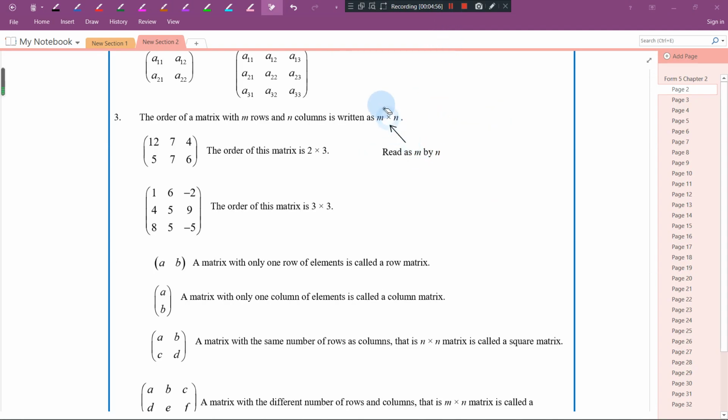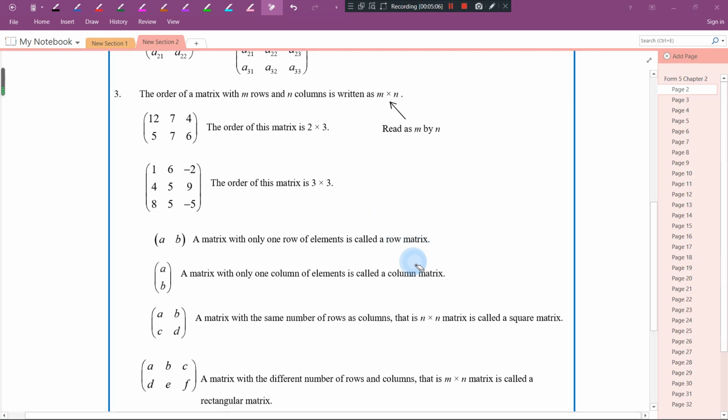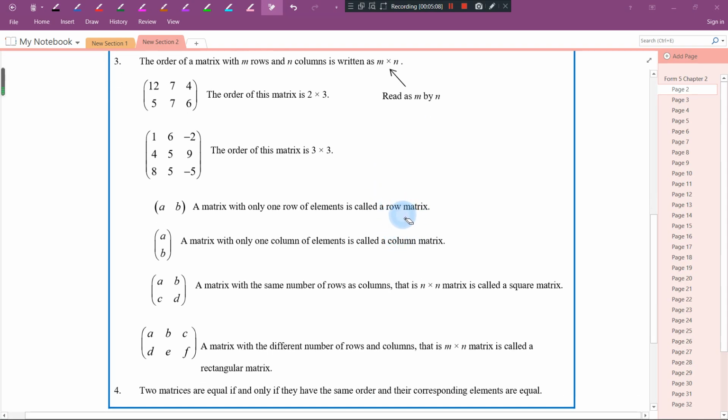Next, let's learn a few terminologies that you are going to see in these chapters. Row matrix. A row matrix means a matrix which only has one row. So, for example, now we have two elements here. If I want you to state the order of this matrix, it will be 1 by 2, one row. So this matrix we call a row matrix.